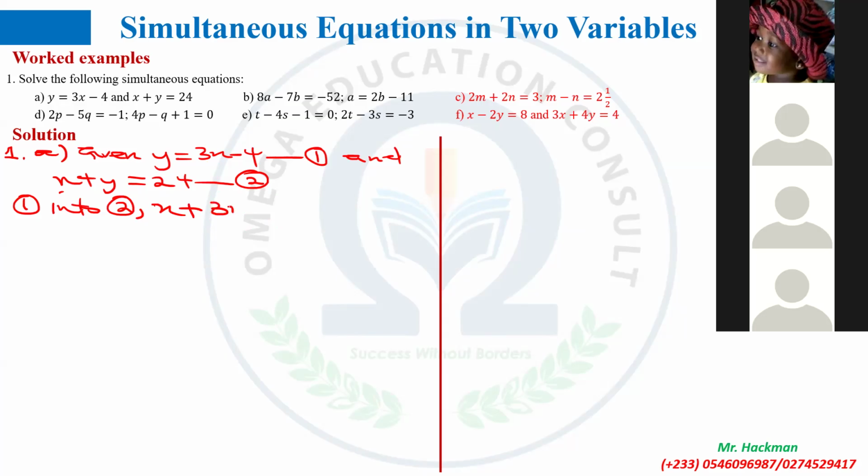So 3x minus 4, which is my y, is equal to 24. At this point, I'm going to get 4x is equal to, I'll move this one to this side, which is 28. I write it again before I divide: 4x equals 28, over 4. We are now going to find x, so we can conclude. So x will be equal to 7.